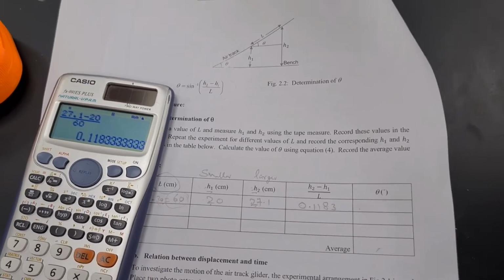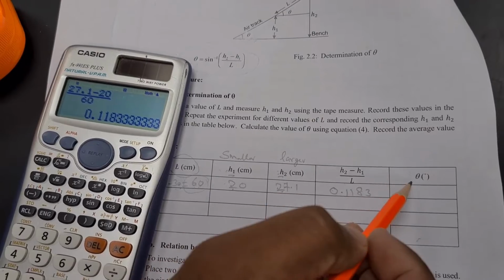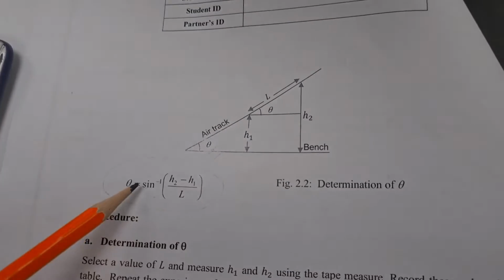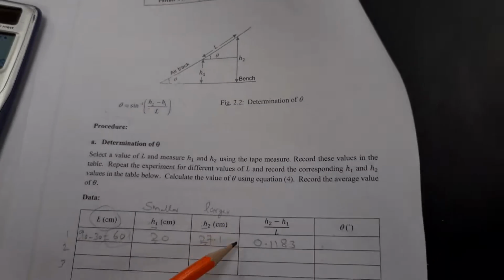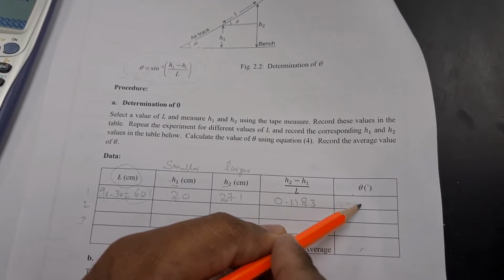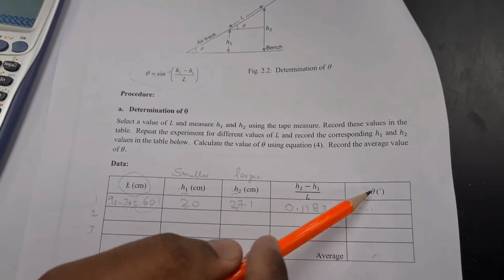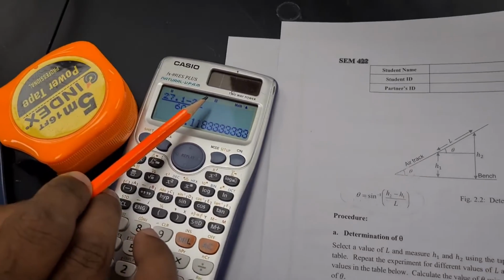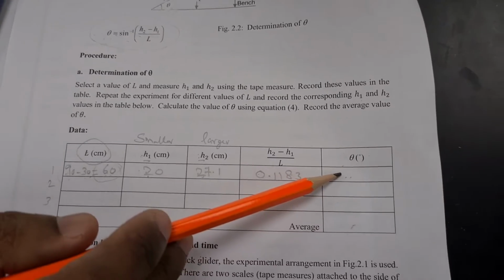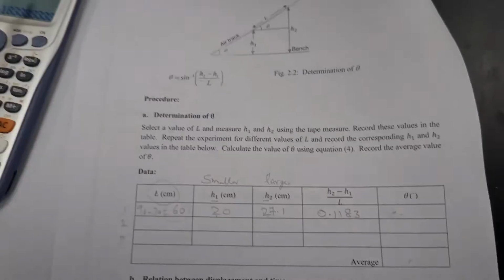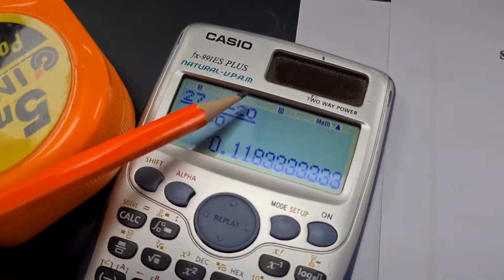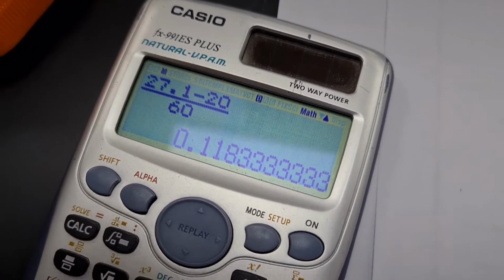0.1183. Clear? Now once you find this, calculation of the theta will be very easy by using this relation. What is the relation? Sine inverse of this value. If you want to calculate the value of theta, my dear, the most important thing is you have to measure the value of theta in degree mode on the calculator. If you are using radian, then your reading for this theta will be wrong. Clear? Already my calculator is in degree mode. You can see here there is a small letter d. That means it measures the value in degrees.